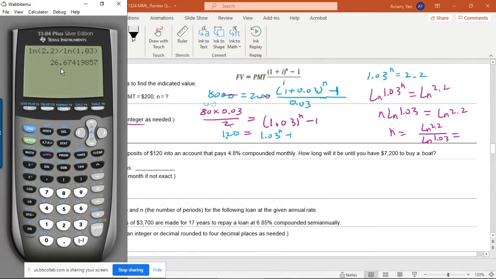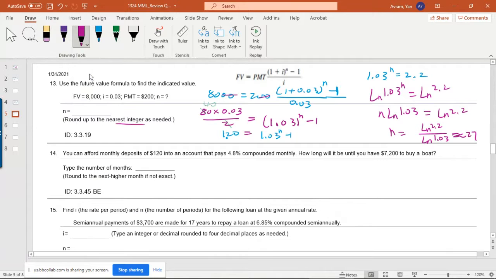Okay, so you want to round to the integer, so I'm gonna round this one up. Okay, regular rounding. So that's 26.67. So if I round to the integer, this rounds up. So this is approximately 27. All right, so that is using the formula in here.